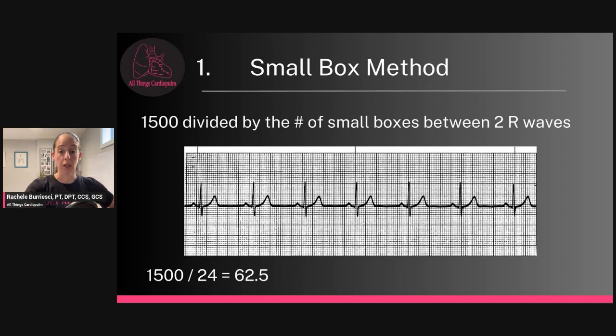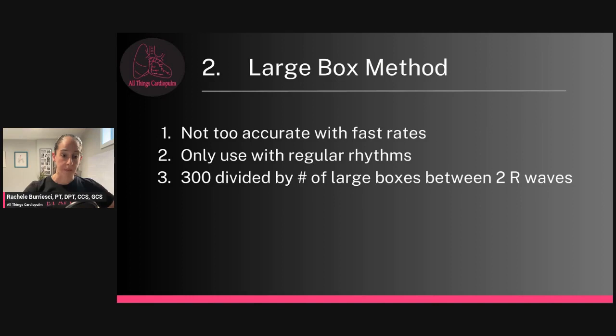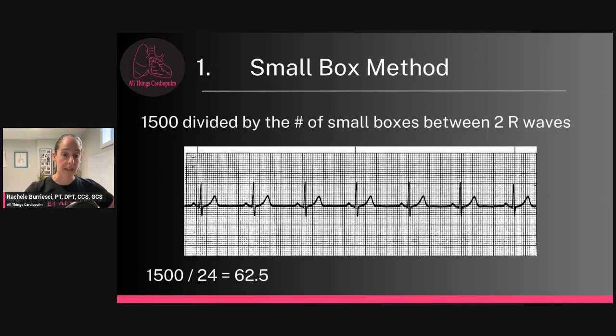So 1, 2, 3. The fourth R wave is the one that I'm looking at. It basically falls on this dark line. And what you see is that in this box, I have about 4 small boxes. So basically, I'm going to count everything else first. Okay, 5, 10, 5, 10, 15, 20, 24. So I'm going to take 1500, divide by 24, and I'm going to get 62.5.